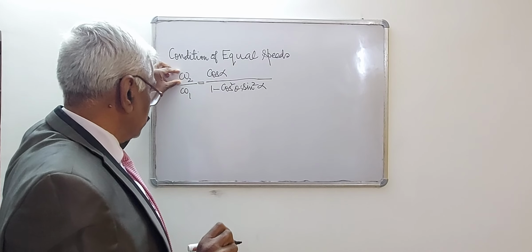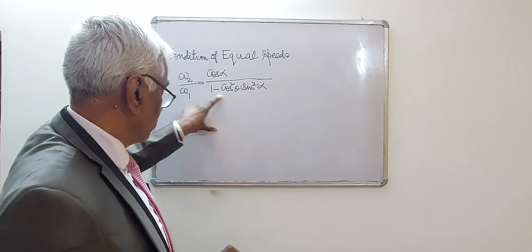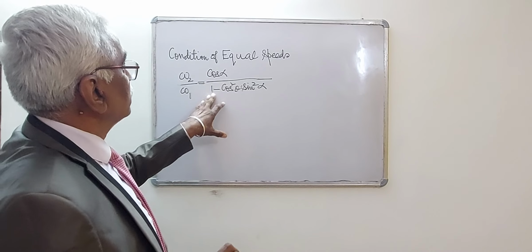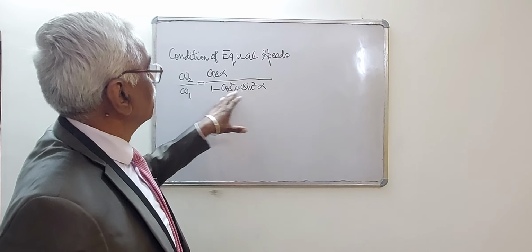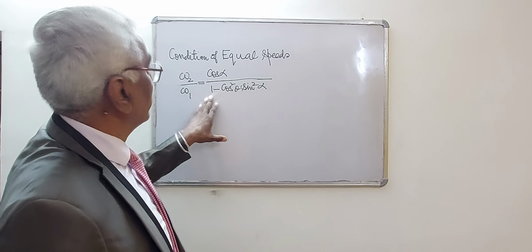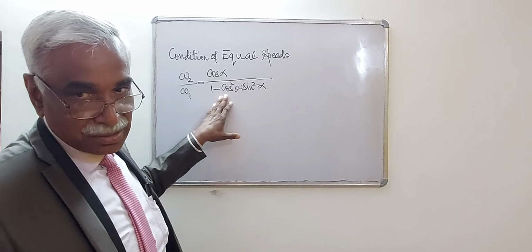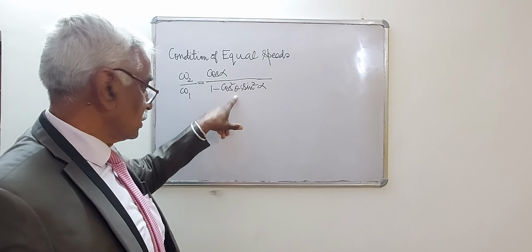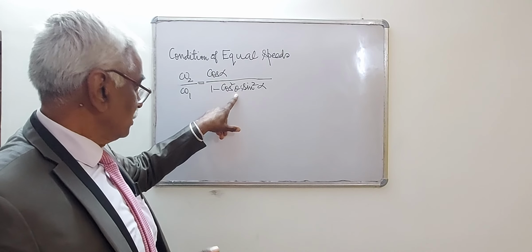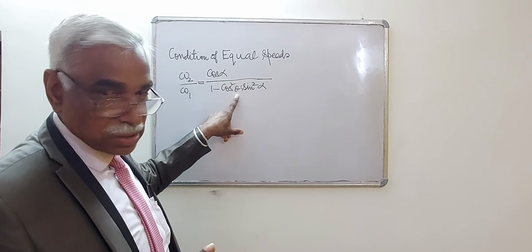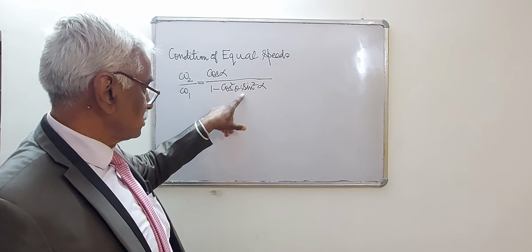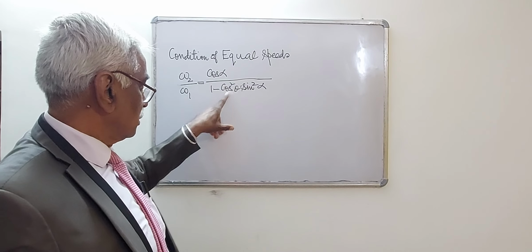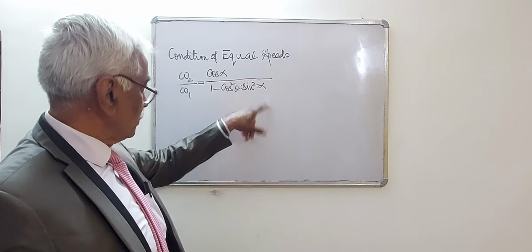And omega 2 was minimum when this value was maximum, because omega 1 is constant. Right? And this value will be minimum when cos theta is equal to 1. It means theta is 0 or 180 degree, and it is maximum when theta is 90 degree.